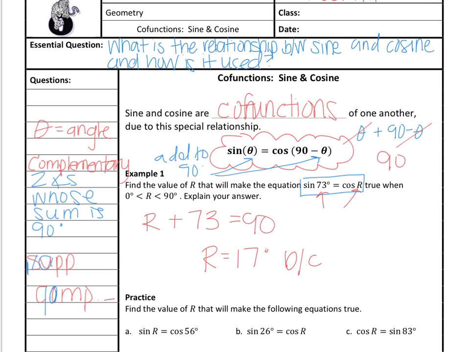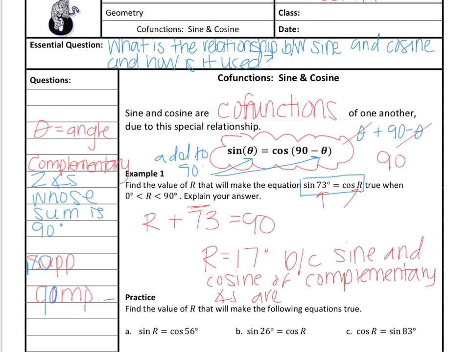So now we need a because statement since it says explain your answer. So the reason that they're looking for on the Common Core exam is that sine and cosine of complementary angles are equal. Sine and cosine of complementary angles are equal. Now, if you forget the word complementary, you can just say because sine and cosine of angles whose sum is 90 are also equal. That works too.